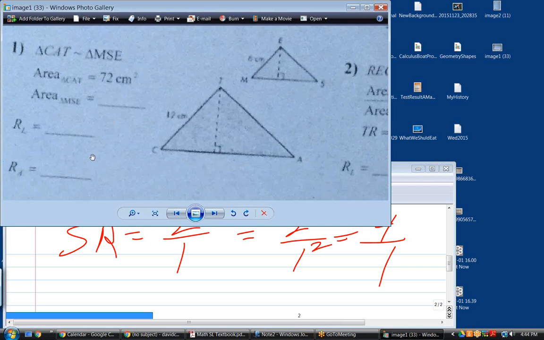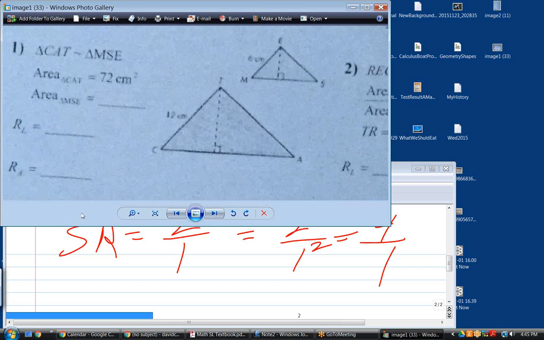I'm still not sure what R sub L means. We answered this, but I'm not sure what they mean by R sub L. Do they mean the linear ratio? Okay, the linear ratio is 2 to 1. And R sub A means the area ratio. And that's 4 to 1.